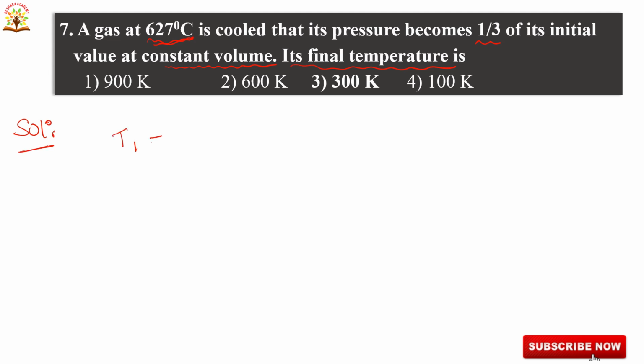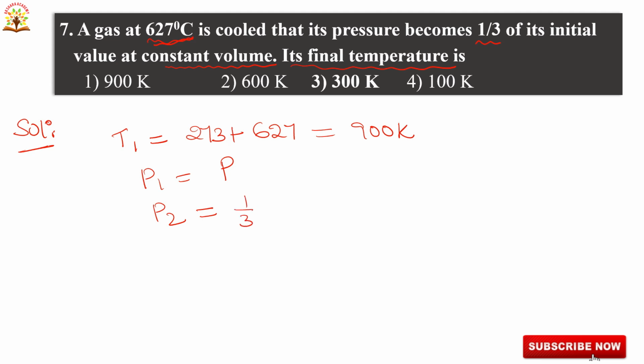T1 is equal to, they given us in terms of centigrade, that is 627, we are converting into Kelvin by adding 273. So T1 is equal to 273 plus 627, that is equal to 900 kelvins. So P1 is equal to P, and P2 is equal to, they given 1/3 of its value, so 1/3 of P, and T2 is equal to question mark. We have to calculate final temperature.